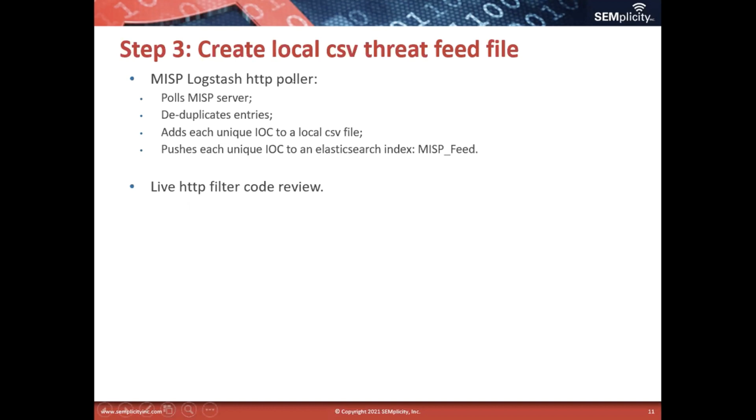So that's the HTTP poller we used, and we also wanted to make sure that the data is not duplicated in the CSV file as well as in the index. So we used the translate filter to look up the CSV file to see if it exists. If it did, we didn't do anything with it. If it didn't, we added it to the CSV file. So instead of going through the slides, I will show the sample configuration we used in our Logstash.